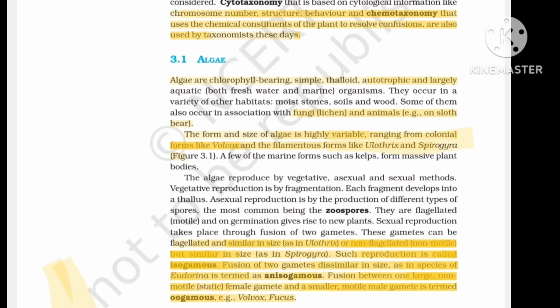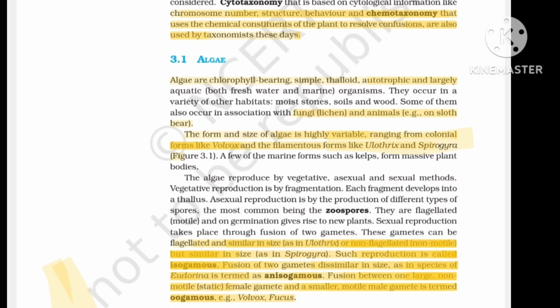They have variable size. For example, colonial forms like Volvox, filamentous forms like Ulothrix, Spirogyra and Ectocarpus, and some marine forms such as kelps, which form massive plant bodies. And then we talk about the zoospore. The spores are motile, that means flagella are present on them, and the flagella may be biflagellate or monoflagellate.